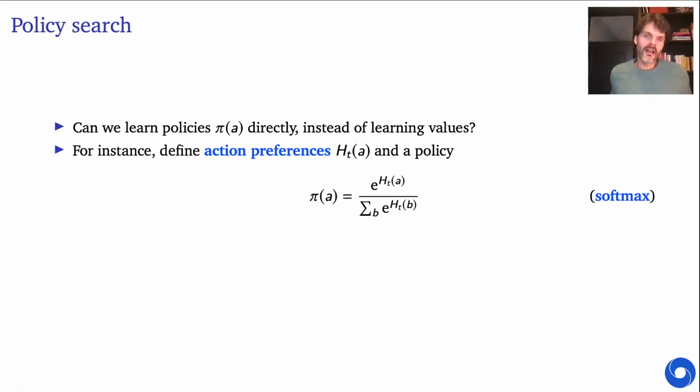Let's consider that we have some action preferences, and let's also pick a policy. In this case, we're going to pick a differentiable policy, one that we can take a gradient of. So we're not going to pick epsilon greedy. Instead, we're going to pick this alternative, which is a softmax.